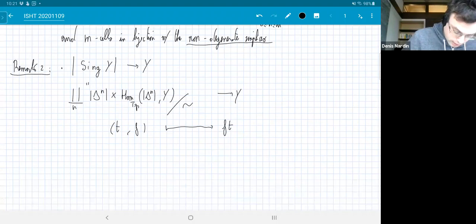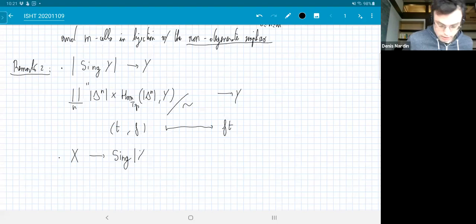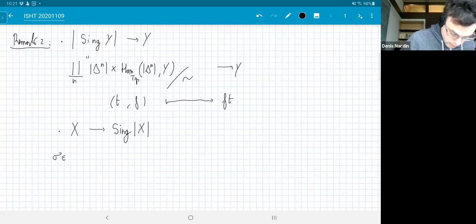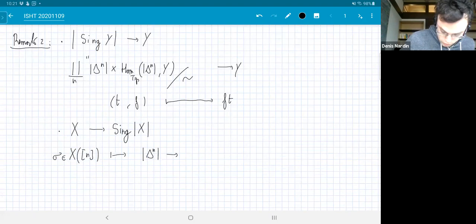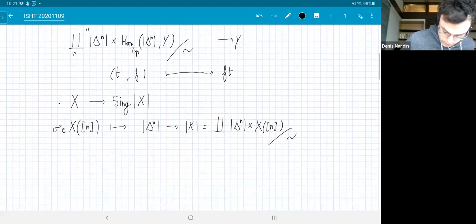And the other is the map from X to Sing of the geometric realization of X. In fact, this is sending sigma, an n-simplex, to the map from delta n to the realization, which is just the inclusion of delta n times sigma. I mean, it's not really an inclusion because we are quotienting out, but.